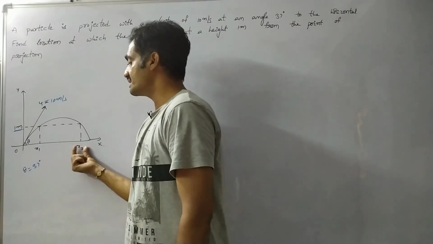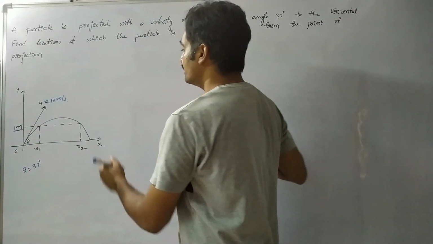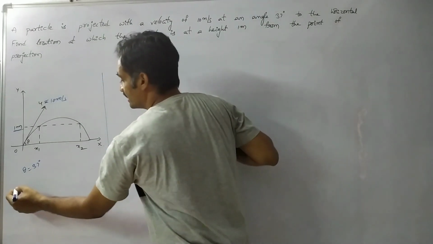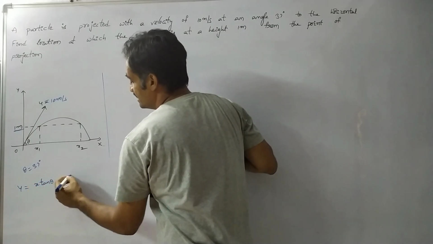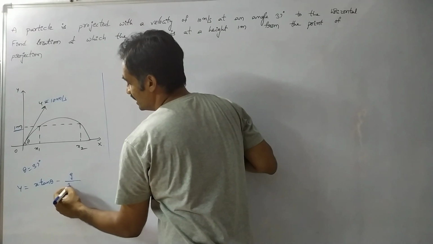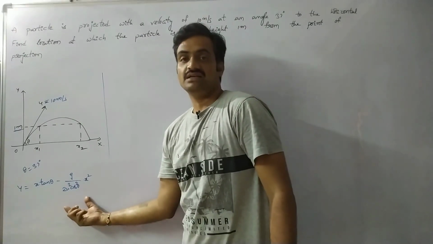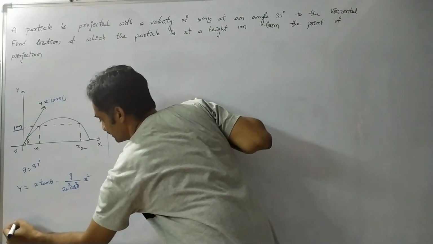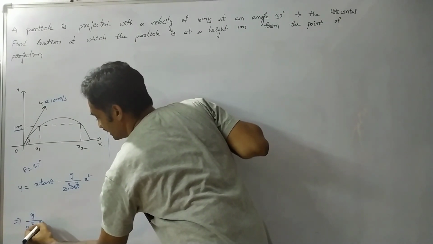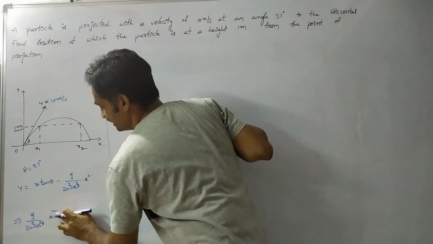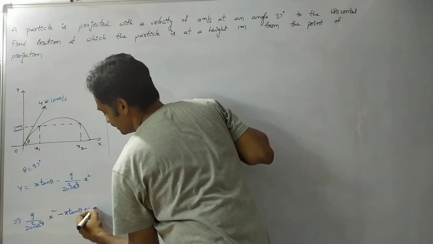Let us consider two points x1 and x2. Now we have to find x1 and x2 at a height of 1 meter. In order to find this, we consider the trajectory equation, where we know that y equals x tan theta minus g by 2 u square cos square theta into x square. This is the trajectory equation. As I simplify it, we have g by 2 u square cos square theta into x square minus x tan theta plus y equals 0.